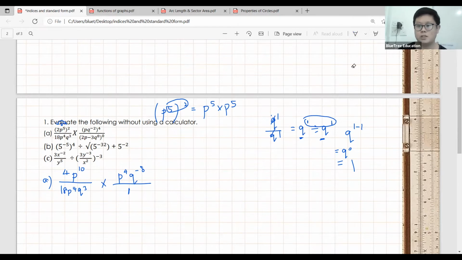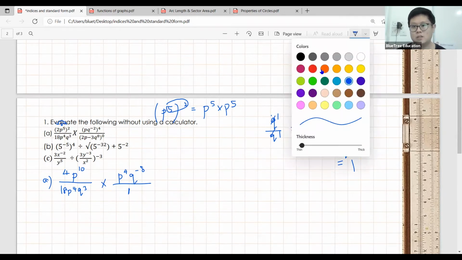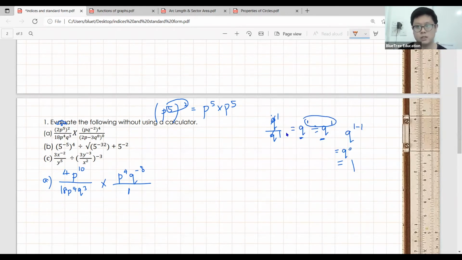Right, and most of the time the question will tell you to put the powers in positive index. That means you don't want to see negative powers. And how do you deal with a negative power? You switch their position. So anything that is negative is telling you that the term does not belong there. So it has to go down and it will turn into a positive.